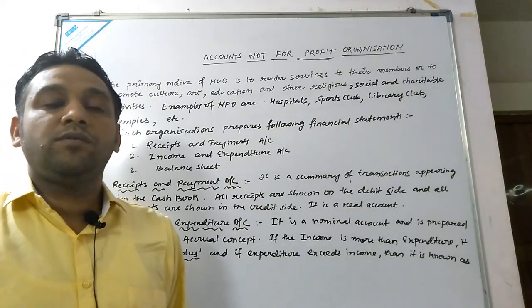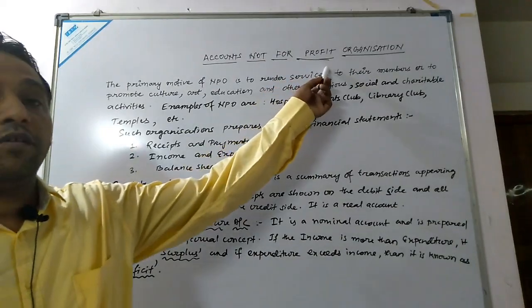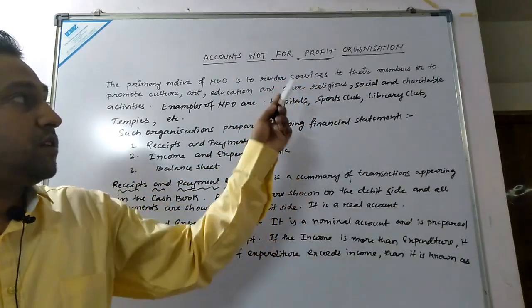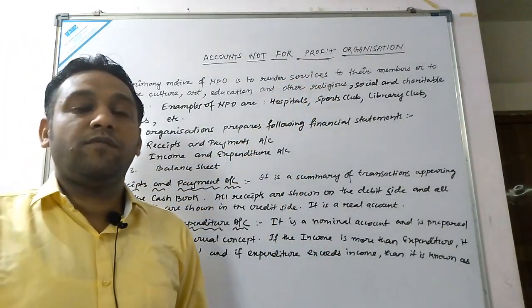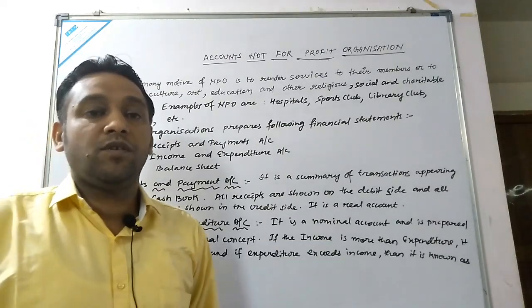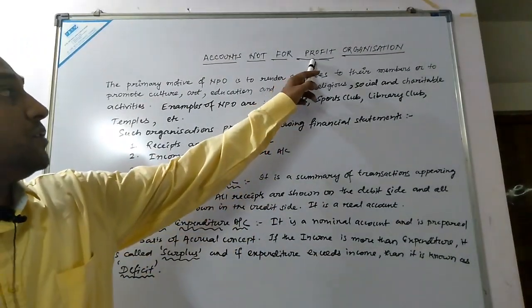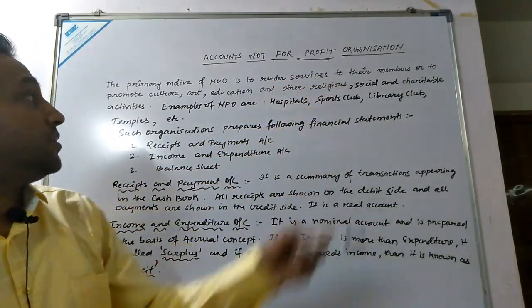Today we are going to start a new chapter, and the chapter name is Accounting for Not for Profit Organization. Now, this chapter is very important from the CBSE point of view, as we are getting a 10 marks question from this chapter. So first of all, first question, what do you mean by NPO? That is your not for profit organization.